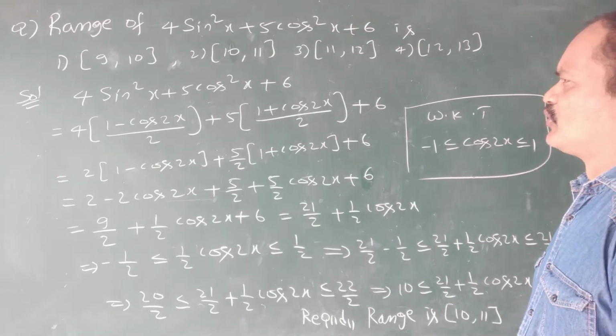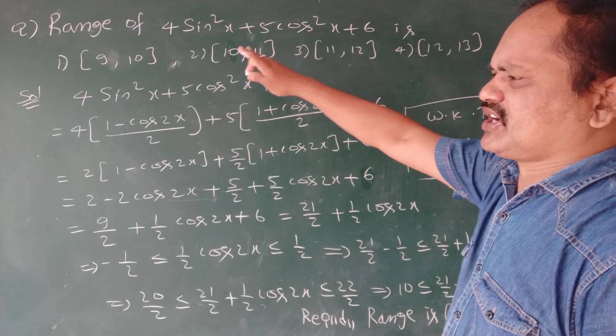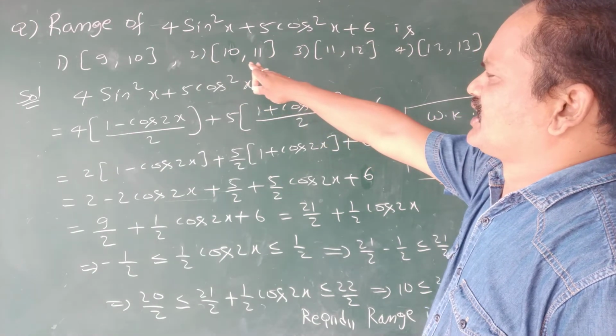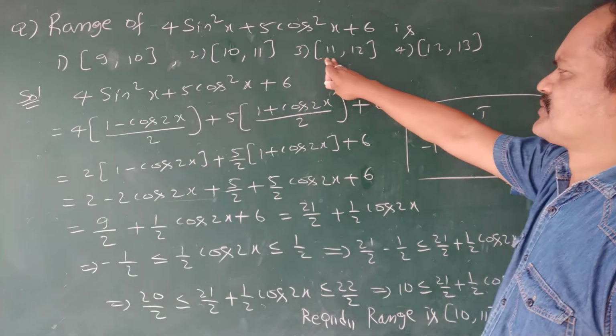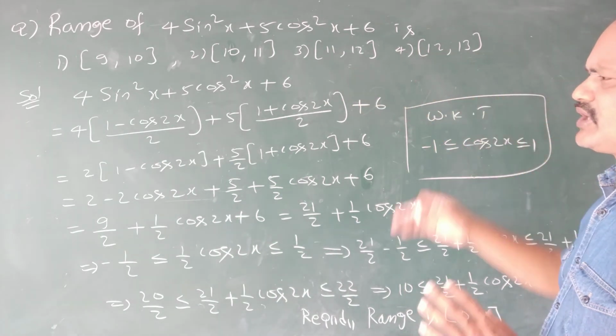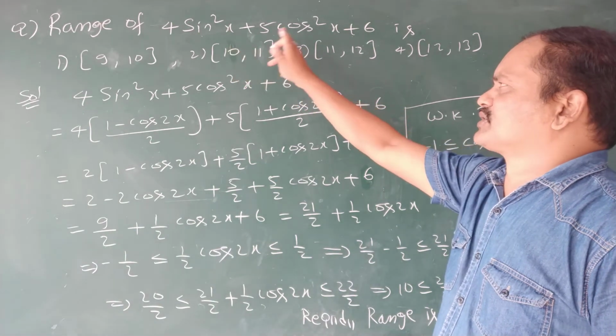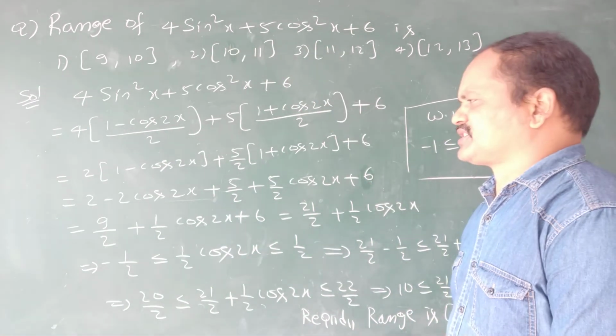Range of 4 sin square x plus 5 cos square x plus 6 is. First option closed 9 to 10. Second option closed 10 to 11. Third option closed 11 to 12. And fourth option closed 12 to 13. Now take the function 4 sin square x plus 5 cos square x plus 6.